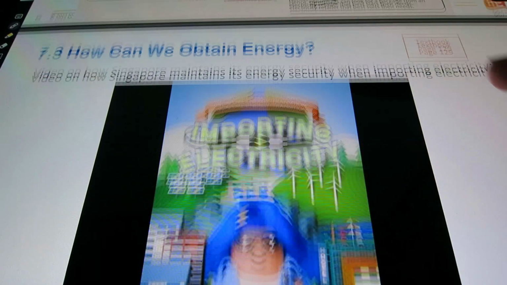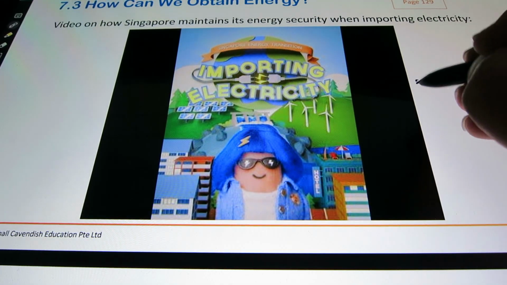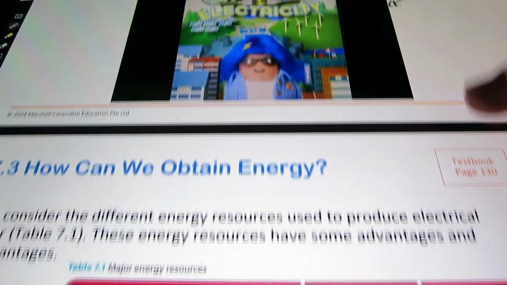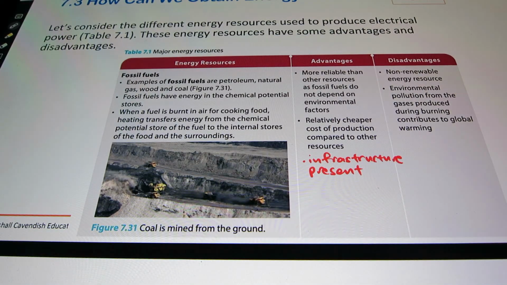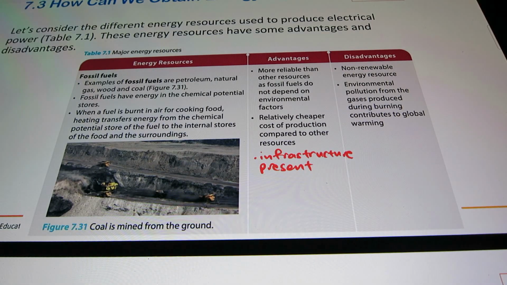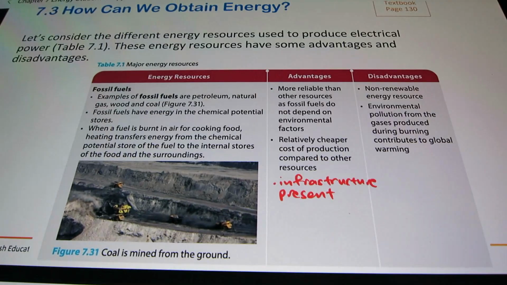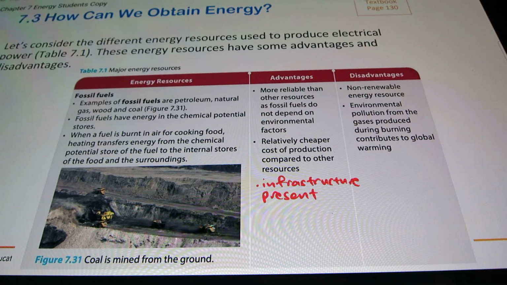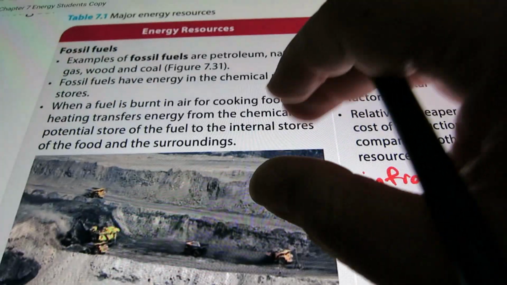Alright, so you can just watch this video for a little bit, and let's consider where the different energy sources are coming from. So the first, and you probably would have heard of this, is fossil fuels. So fossil fuels are just petroleum or natural gas, wood and coal.